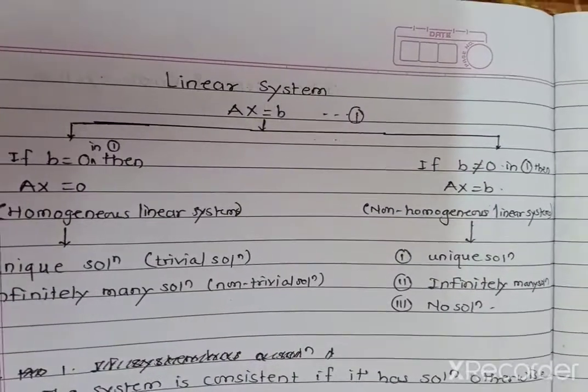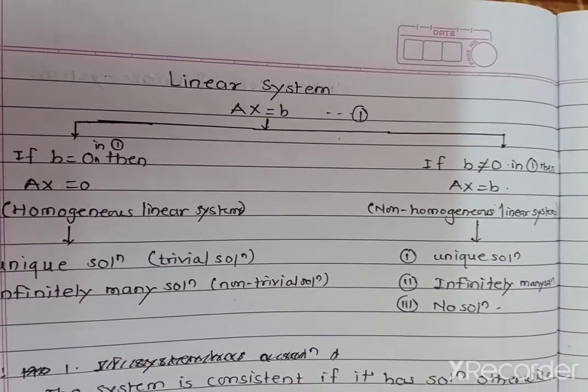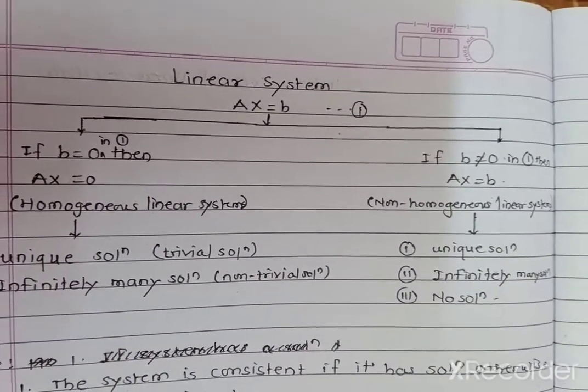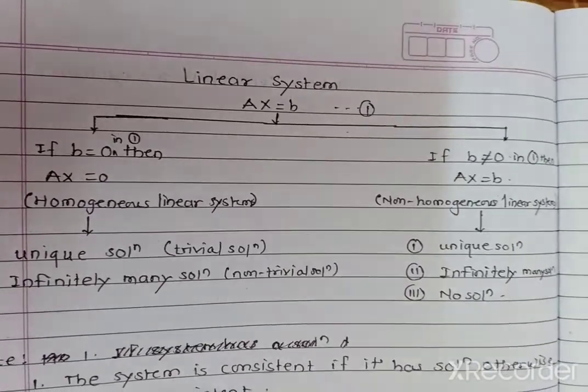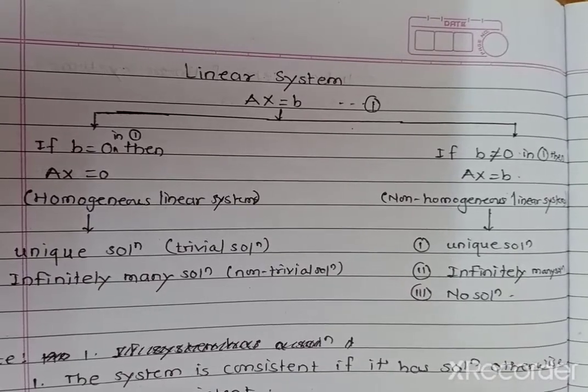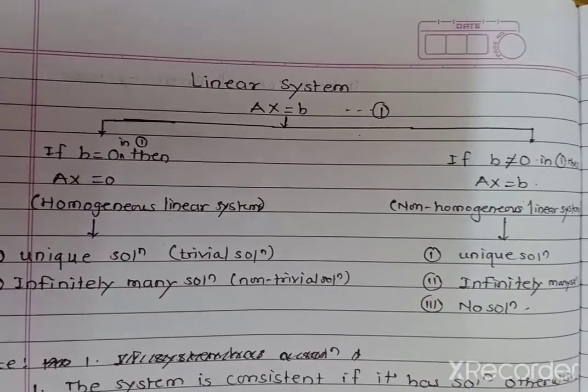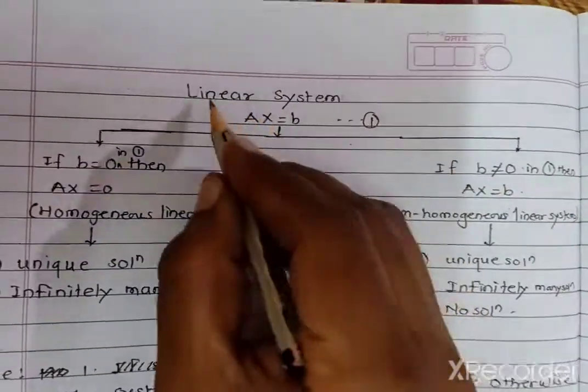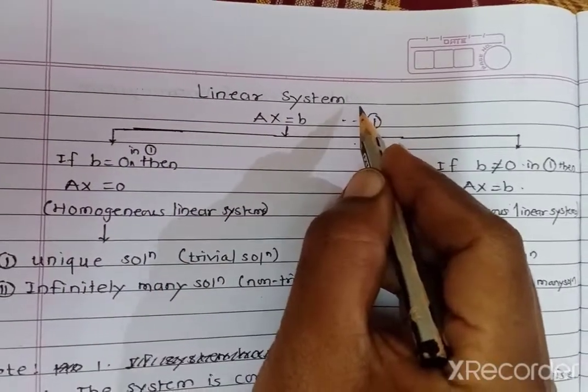Hello student. Today we have to discuss the solution of homogeneous and non-homogeneous linear systems and also how we can write down its parametric vector form. So see here, we have to draw a tree. We write down the linear system here.